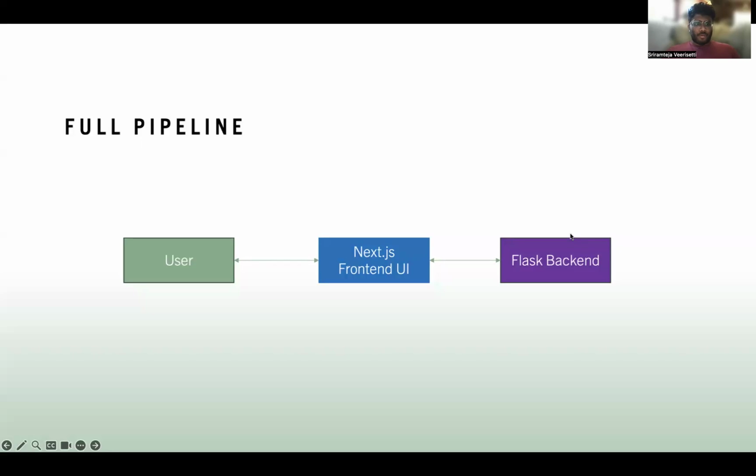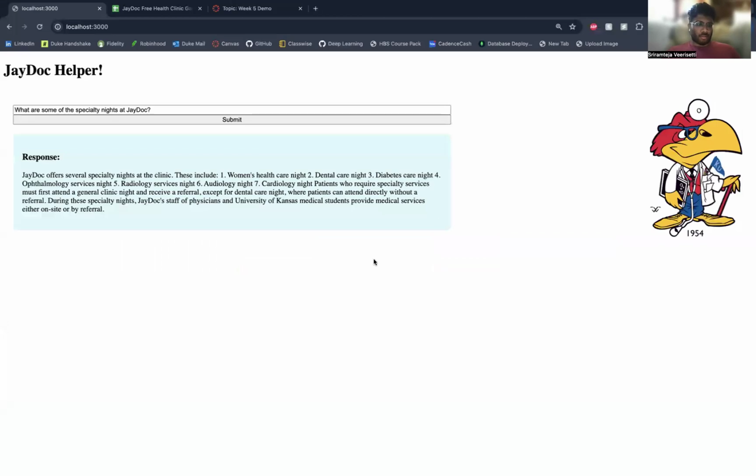So as a brief overview, this is the pipeline as to how my application works. You have your user, your Next.js front end, and your Flask backend. I wanted to show you all a little bit as to how the application actually looks. This is called JDoc Helper.